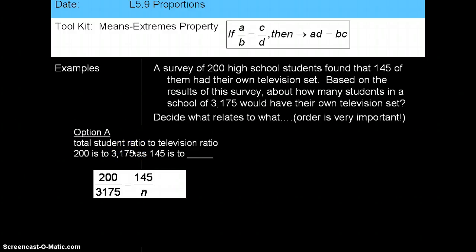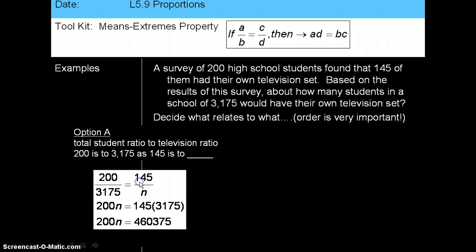We can set up a proportion, the actual statement of equal fractions, and we can use the means extremes property to solve it out. Obviously, there are other ways to do it. We could find what do I have to multiply 200 by to get 3,175? What do I have to multiply 200 by to get 145? I'm going to use the means extremes property because it will always work out for me. So I'm going to go ahead and multiply 200 times n and also multiply 3,175 by 145.